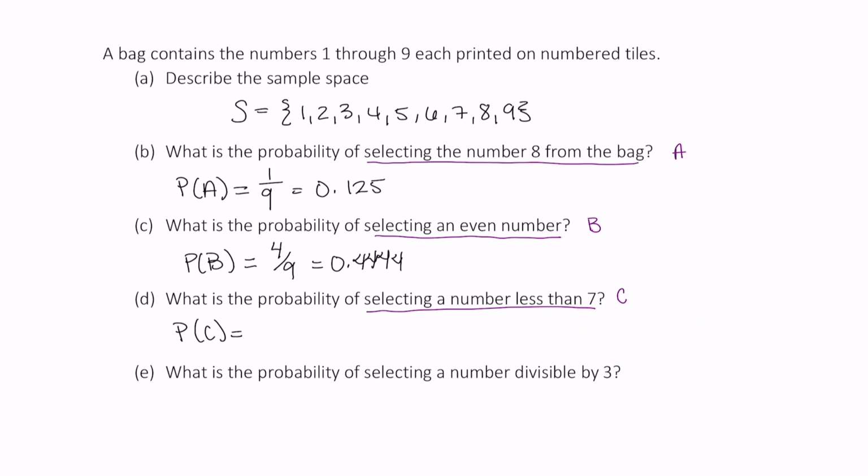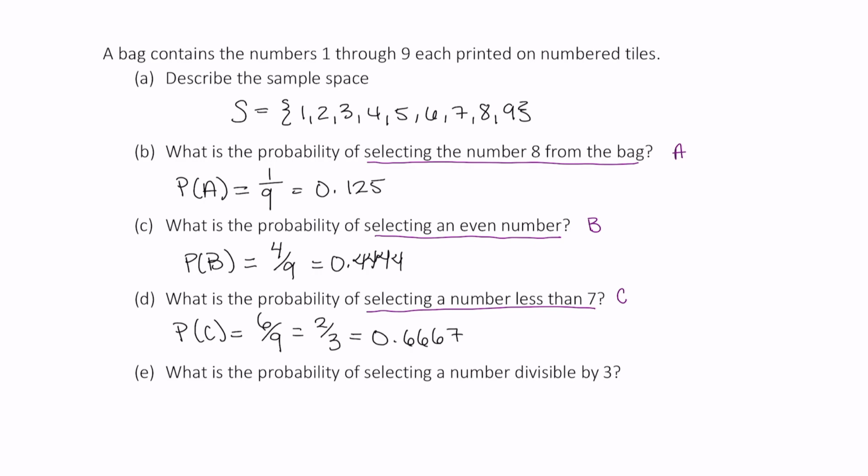This is basically strictly less than 7. 7 is not less than 7, so we can't choose it. But 1, 2, 3, 4, 5, and 6 are all less than 7. So this gives me 6 out of 9 total possible outcomes. The probability of selecting a number less than 7 is 6 over 9. That is the probability. So there's 6 possible successful outcomes out of the 9. This can be reduced, however, to 2 out of 3. And as a decimal, this becomes 0.6667.